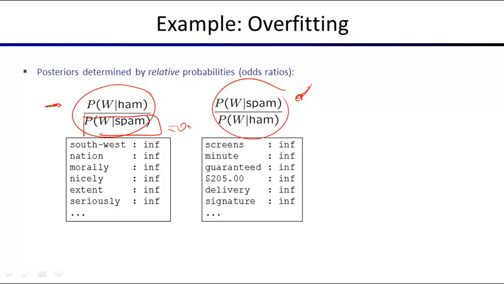How about spam? Same thing there. The top ones are all having a ratio of infinity. What does that mean? It means that none of the ham emails had the word screens in it. That's all this means. We somehow don't want this. This is overfitting. You shouldn't say, because in my training set the word screens was never in a ham email, that means if it appears, it's guaranteed to be spam.